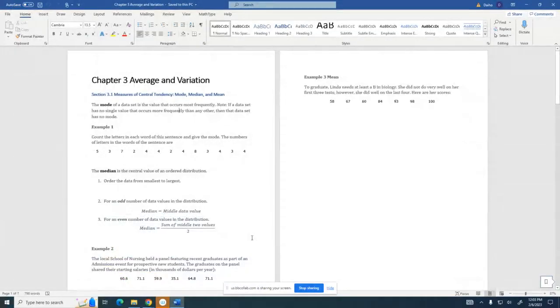Last week, we described the distribution numerically, using statistics. We described the center, the location, by the measure of the center with three statistics: mode, median, and mean. And on the next page, we described the shape, the size, the measure of the variation. And we had another three statistics: range, variance, and the sample standard deviation. Six steps. You remember that?